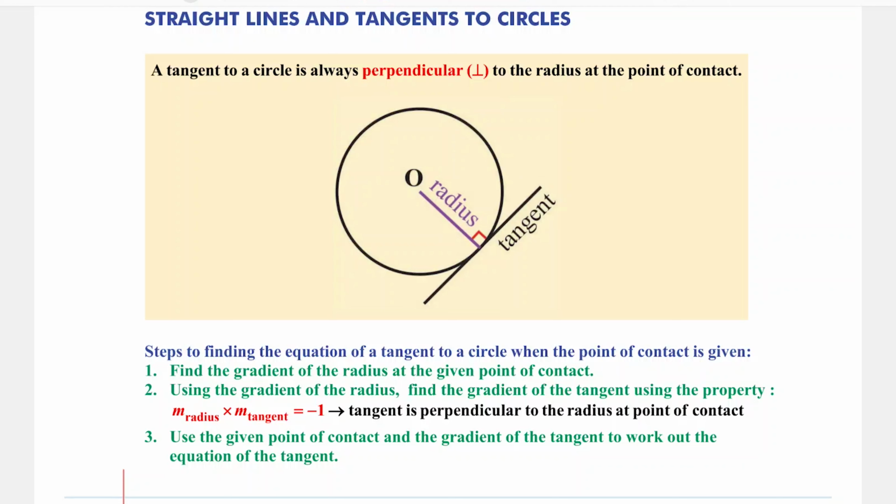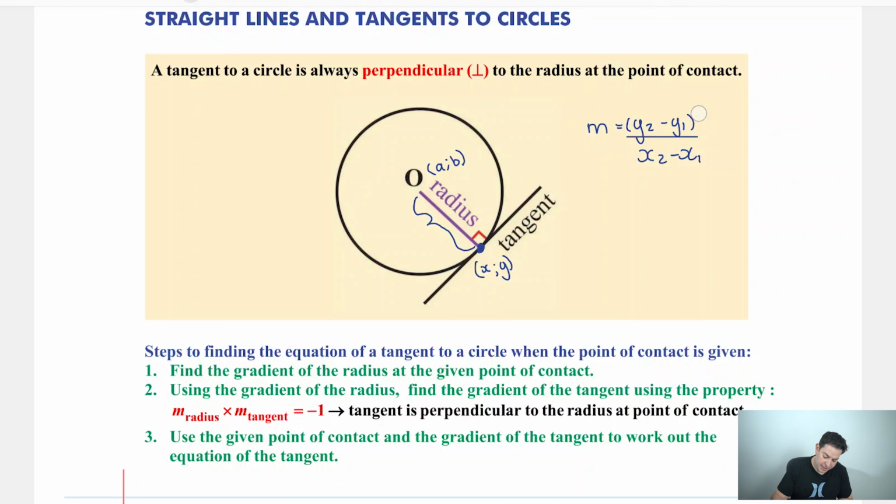point of contact. So, in questions like this, you'll normally be given the point of contact, which would be an x and a y coordinate, and you'll normally be given the circle center, which we covered as A and B. So the general steps to finding the equation of a tangent to a circle, if the point of contact is given, is we find the gradient of the radius at the given point of contact. So we would find this gradient here, simply using the formula, gradient equals y2 minus y1 all over x2 minus x1. Those brackets actually aren't necessary.